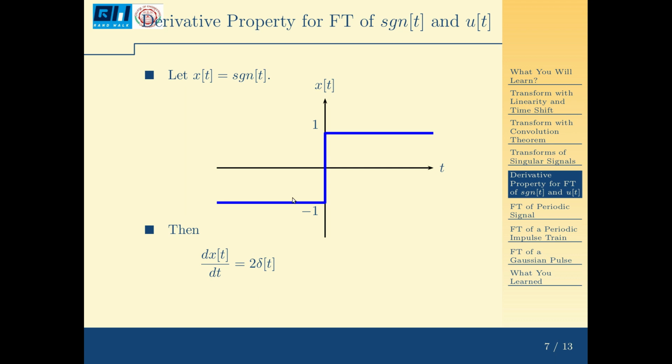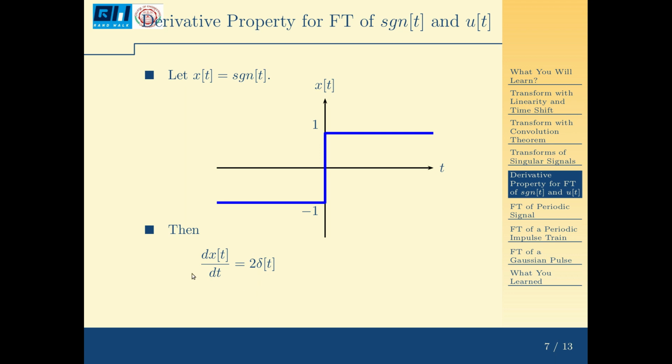Everywhere else the derivative will be 0. From minus infinity to 0, the value is minus 1, derivative is 0. From 0 to infinity, the value is 1, derivative is 0. Where does the derivative exist? Only at t equal to 0. It's a delta function. What is the size of the delta function? The change is from minus 1 to 1, so it is 1 minus minus 1, that is 2. So dx(t)/dt is 2 delta(t).